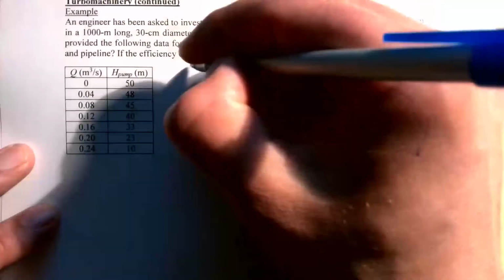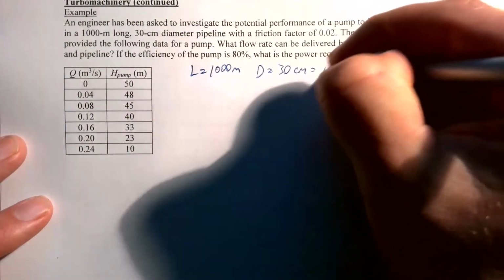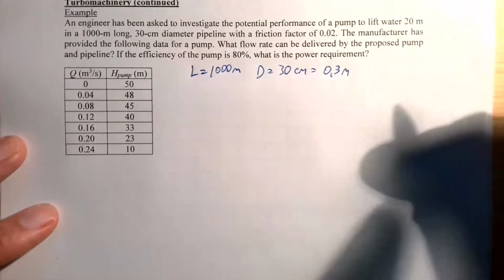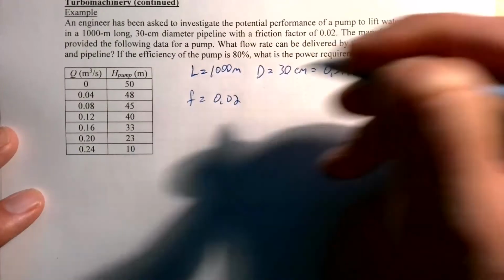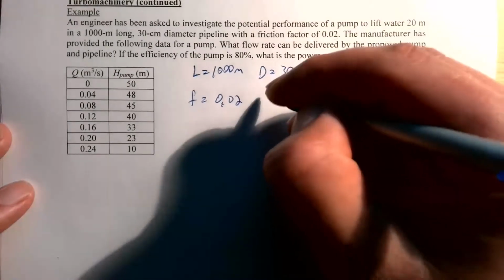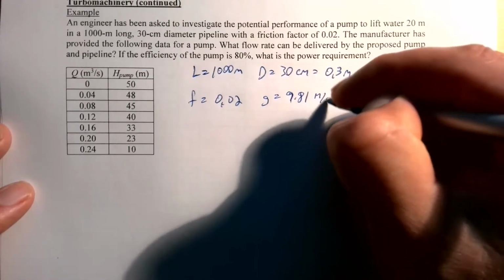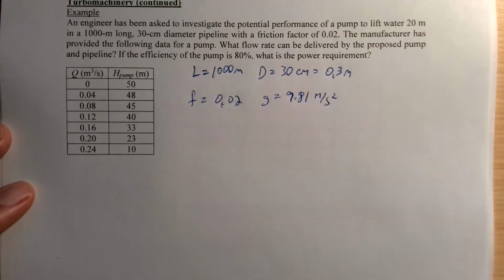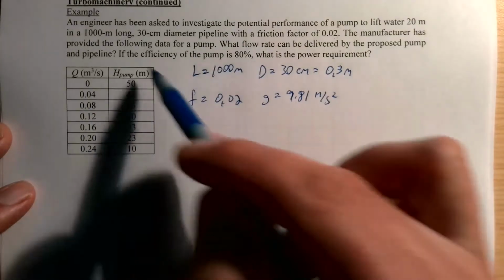Okay, so we're told here that the length of the pipeline is 1,000 meters. The diameter of the pipeline is 30 centimeters, which is 0.3 meters. The friction factor is 0.02. We don't have to calculate roughness, don't have to use the Moody chart. We're going to need the acceleration due to gravity, 9.81 meters per second squared. Okay, so this is information that was given to us in the problem, and then we have our pump characteristics.